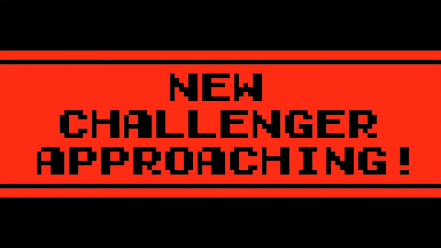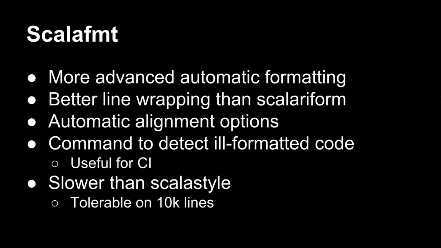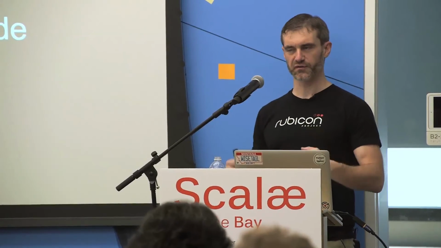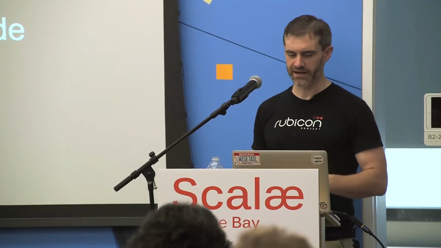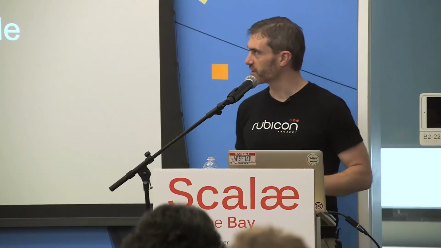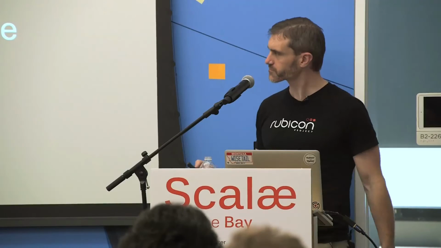There's also a new thing like this that I like a little bit better, but I haven't used in production yet, if you want to describe it that way, called Scalafmt. It's got a lot more advanced options. One of the things that Scalariform doesn't do is automatically wrap your code. Scalafmt does automatically wrap your code. It has a lot of neat alignment options. I'm a big fan of it. It also has an interesting option to run a command that just tells you whether your code is formatted correctly, which is useful for CI. So yeah, I would definitely look at this as an alternative to Scalariform if you were thinking about going this direction.